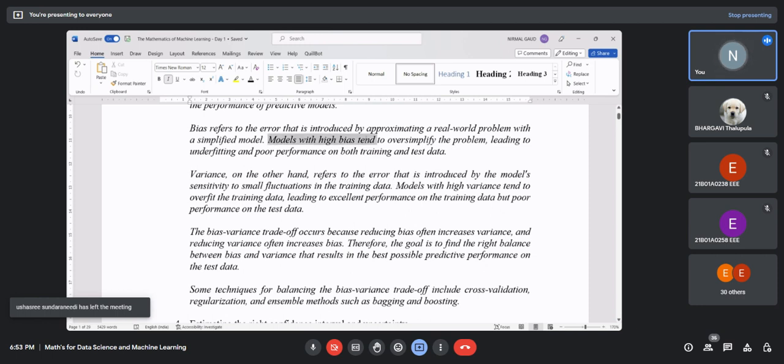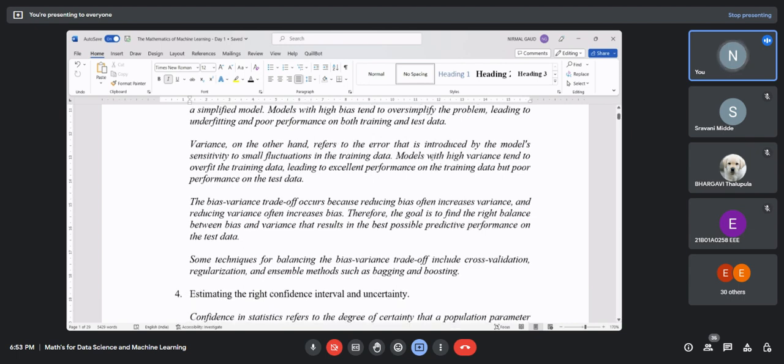Models with high bias tend to oversimplify the problem. So the results we get in the case of underfitting, because of the bias, which is an error, are incorrect results. Variance, on the other hand, refers to the error introduced by the model's sensitivity to small fluctuations in the training data. That means variance is the distribution of the data ultimately. A model with high variance, meaning high distribution of the data, gives overfitting, leading to excellent performance, as I already told you.